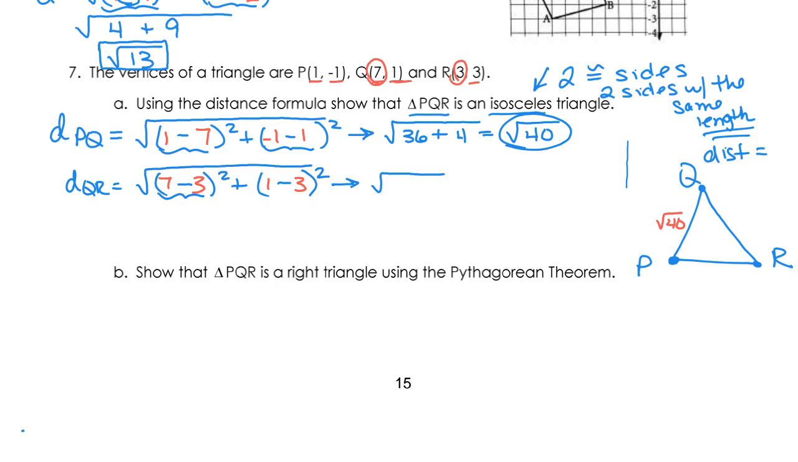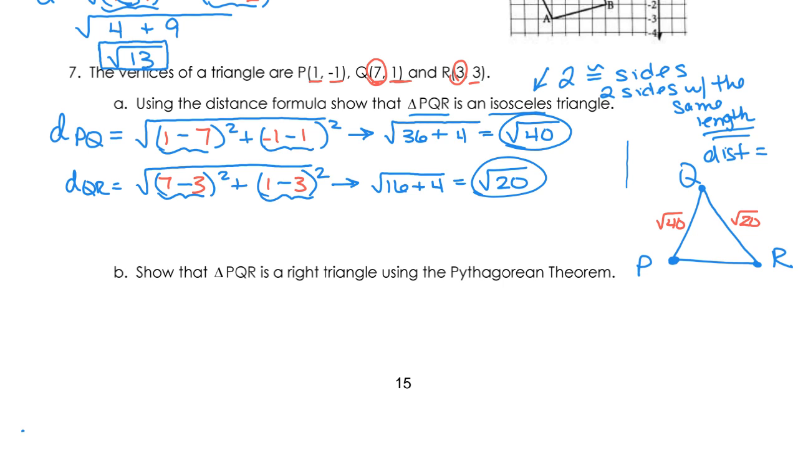7 minus 3 is 4, and 4 squared is 16. And 1 minus 3 is -2, and -2 squared is 4. And so this comes out to be the square root of 20. And that square root of 20, I'm going to put on the side called QR. That's the length of that side. So did I show that this triangle is isosceles yet? No, I have not.